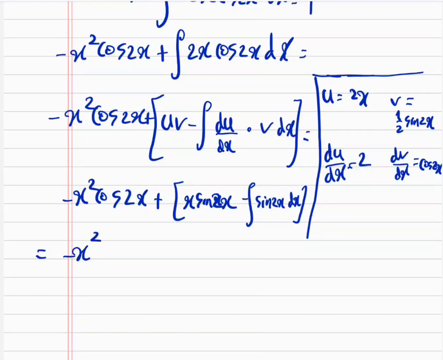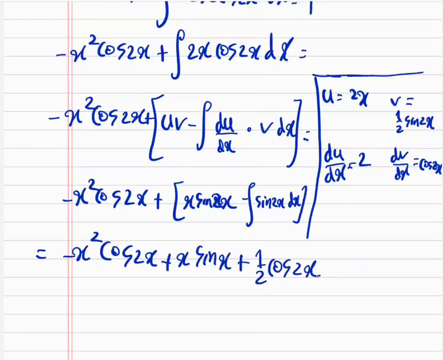So we have minus x squared cos 2x plus x sine 2x, and sine 2x integrates to minus half cos 2x, so with this negative, it's positive half cos 2x, plus c. And yeah, that's basically the answer.